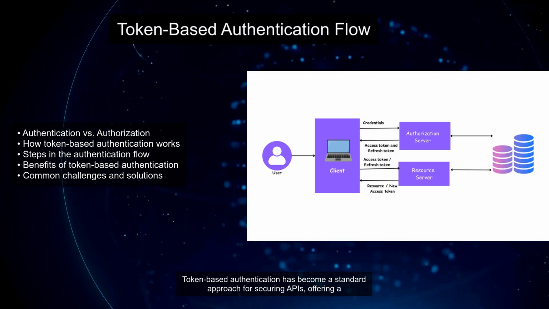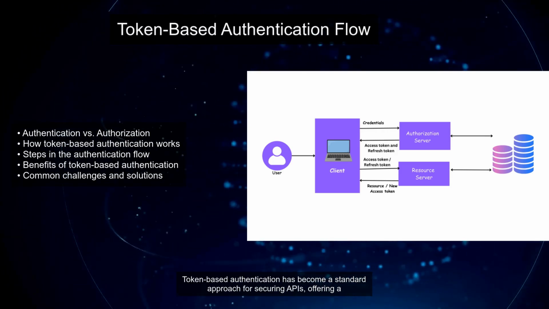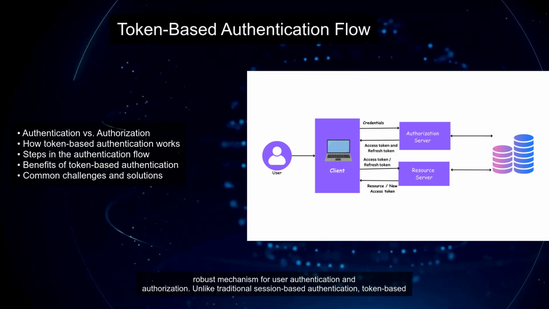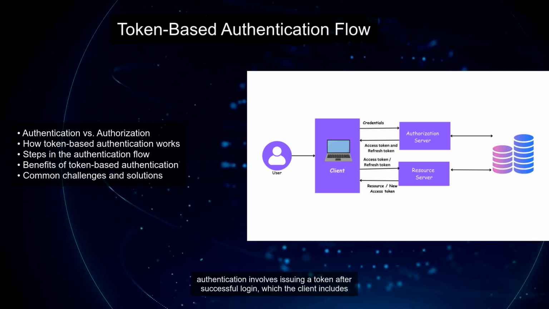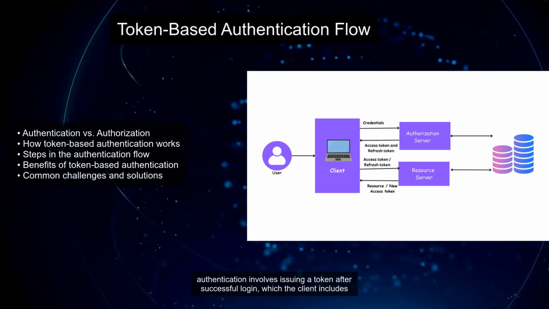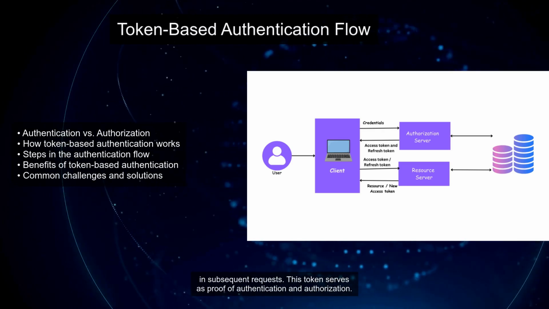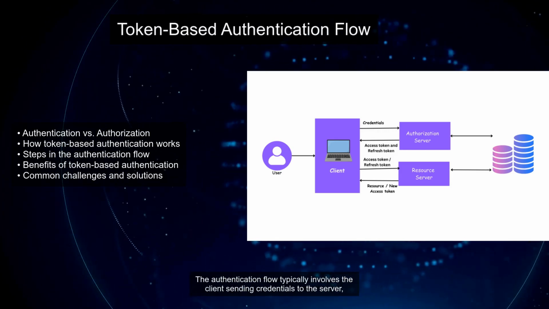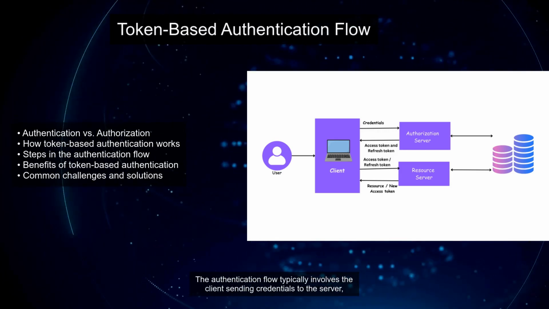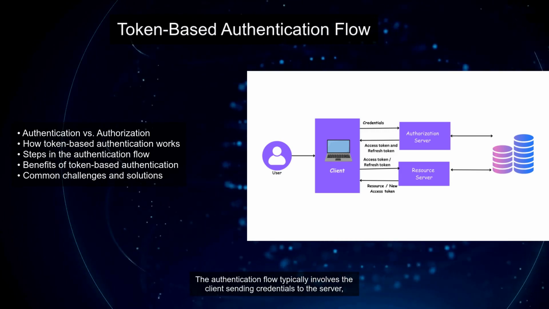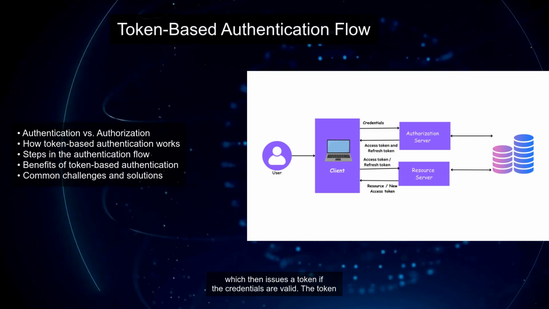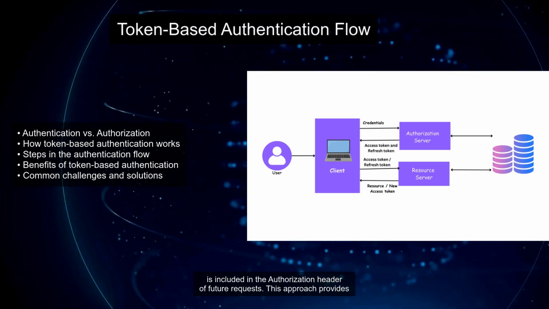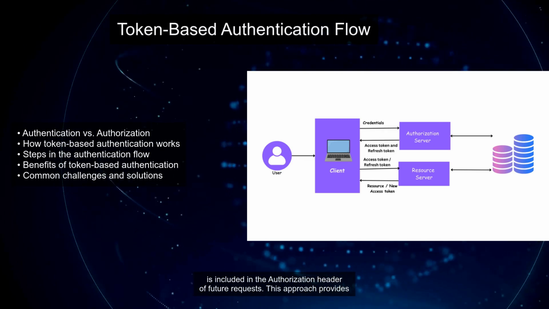Token-based authentication has become a standard approach for securing APIs, offering a robust mechanism for user authentication and authorization. Unlike traditional session-based authentication, token-based authentication involves issuing a token after successful login, which the client includes in subsequent requests. This token serves as proof of authentication and authorization. The authentication flow typically involves the client sending credentials to the server, which then issues a token if the credentials are valid. The token is included in the authorization header of future requests.